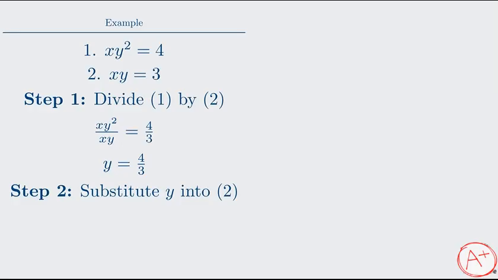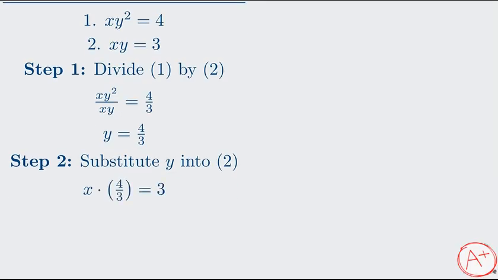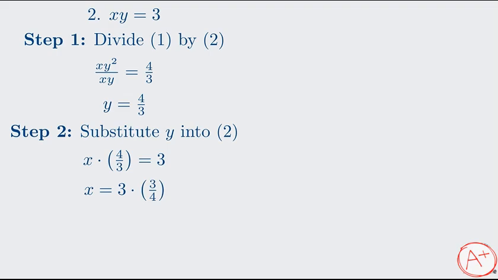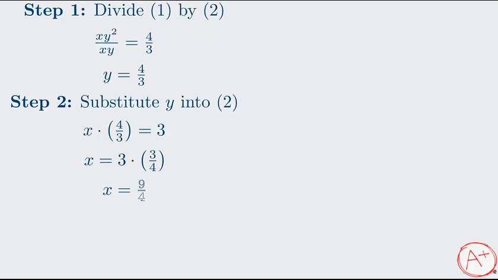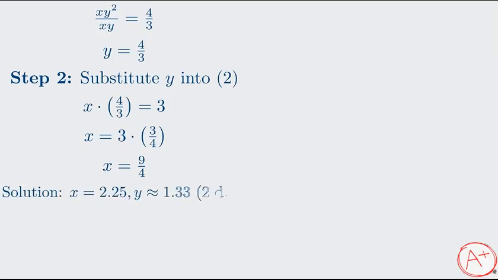Step 2. Substitute back to find x. Now, use equation 2, xy equals 3. Replace y with 4 over 3. So, x times 4 over 3 equals 3. Multiply both sides by 3 over 4 to isolate x. This gives x equals 3 times 3 over 4, which simplifies to x equals 9 over 4. So x is 2.25 and y is approximately 1.33 to 2 decimal places.